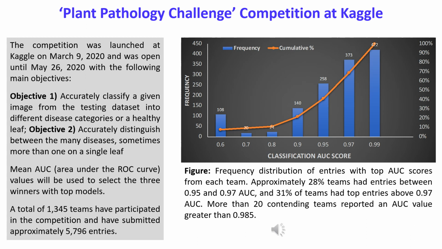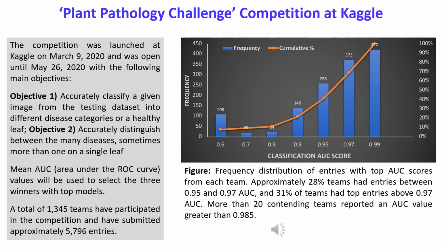Objective 2. Accurately distinguish between the many diseases, sometimes more than one, on a single leaf. Mean AUC, area under the ROC curve, values will be used to select the 3 winners with top models. A total of 1,345 teams have participated in the competition and have submitted approximately 5,796 entries. The figure shows the frequency distribution of entries with top AUC scores from each team.